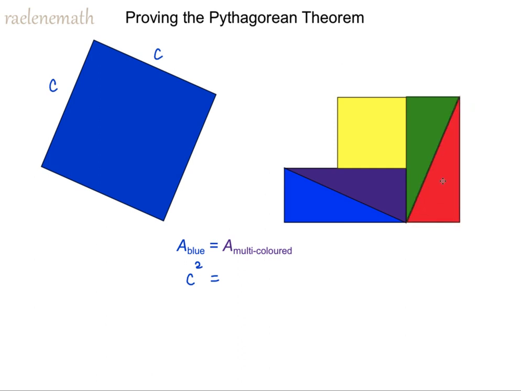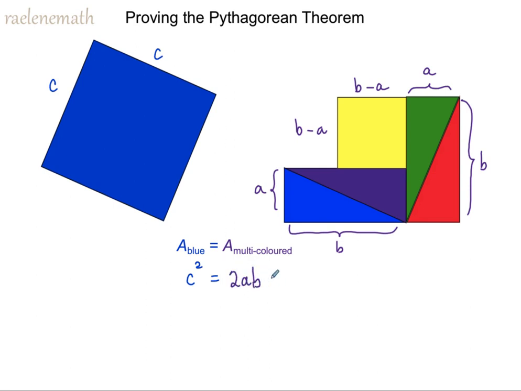area. We have that the smaller length of the rectangle is A, and the longer side of each rectangle is B. And we also have that the side length of the yellow square is B minus A. So we see that the area of the multicolored figure is actually going to be 2 rectangles of area AB each, and a square with area of b minus a all squared.